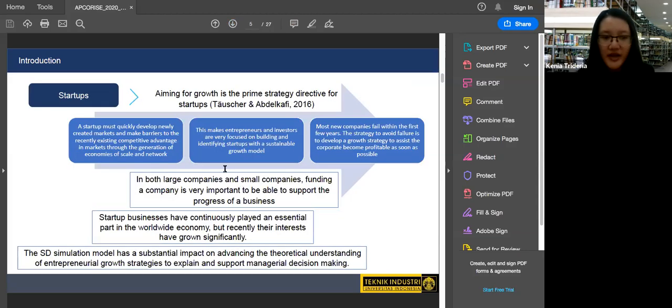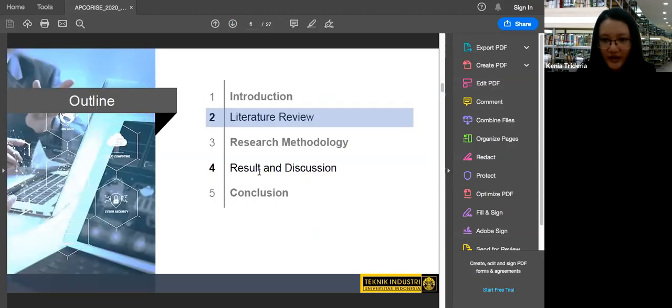Next. The startup itself has an aim to grow because its main strategy is to grow by creating markets and become competitive by having a competitive advantage. One of the most important things in business is funding to support the operational business. So this research will analyze the startup system using system dynamic simulation model, which has a substantial impact on advancing the theoretical understanding of the entrepreneur growth strategies to explain and support managerial decision making.